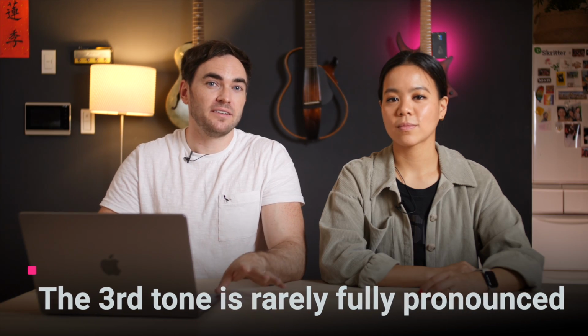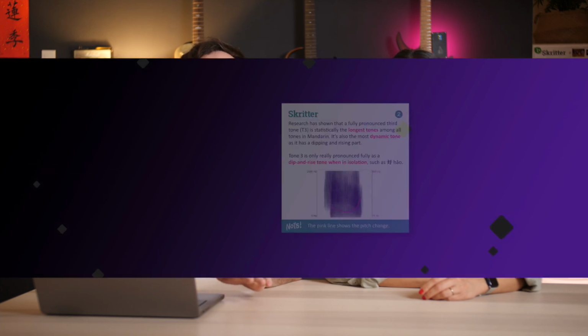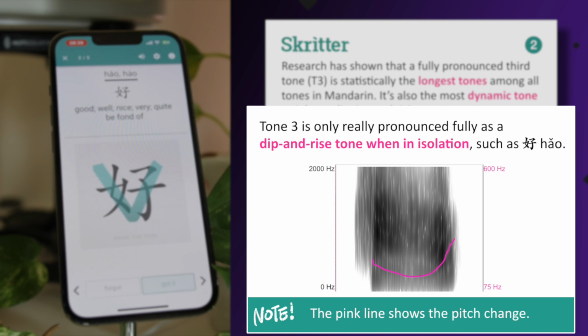When used in isolation in characters such as 好, tone 3 is pronounced fully as a dip and a rising tone. Here we have a spectrum of 好, and the pink line shows the pitch contour. You see it dipping and then rising from the pink line.